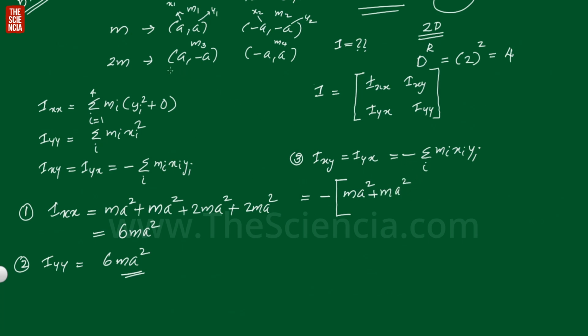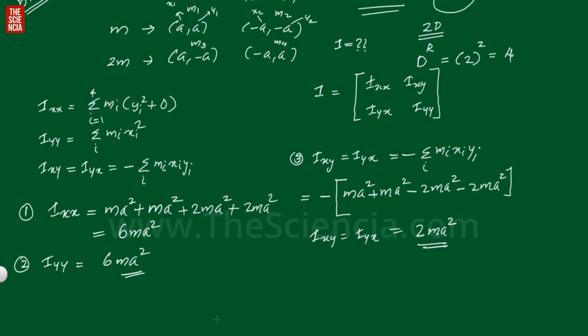Plus the third particle. This is the third particle, mass is 2m and x is a, y is minus a. So we get minus 2m a square. For the fourth particle, again we get minus 2m a square. So what is our value? Ixy is equal to Iyx. We get it's equal to 2m a square.